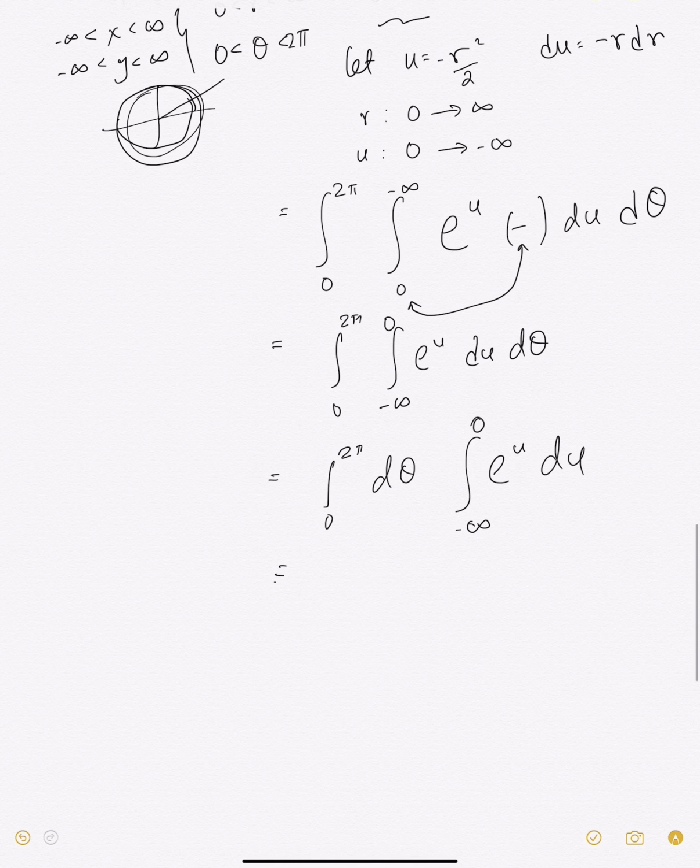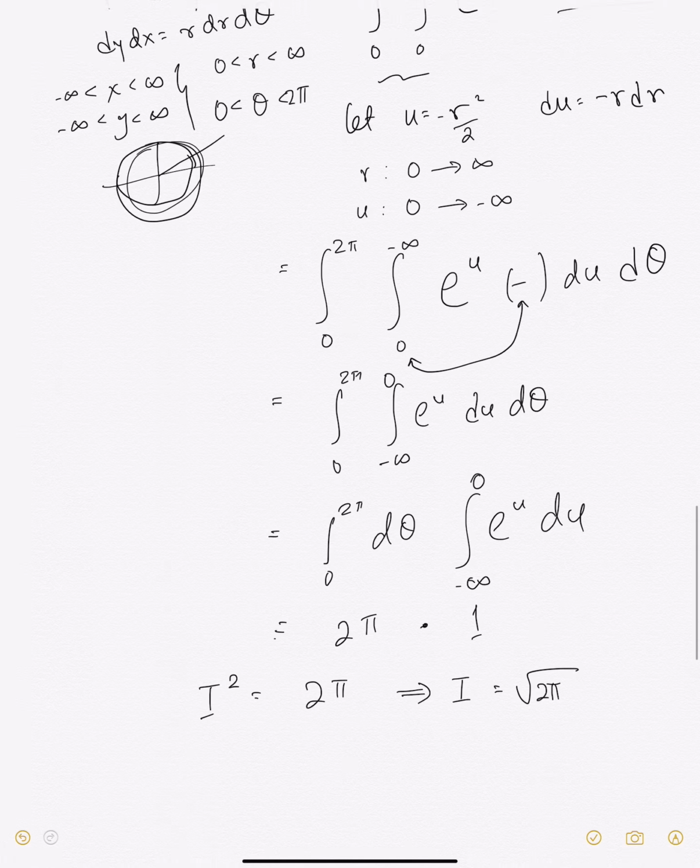And what is this integral? This is going to be 2 pi. And what is this? This will be e to the u, and this integral will be 1. Okay. So that's nice. So we got that I squared is 2 pi. And that tells you that I is square root 2 pi, just as we wanted. I think this is a very pretty proof.